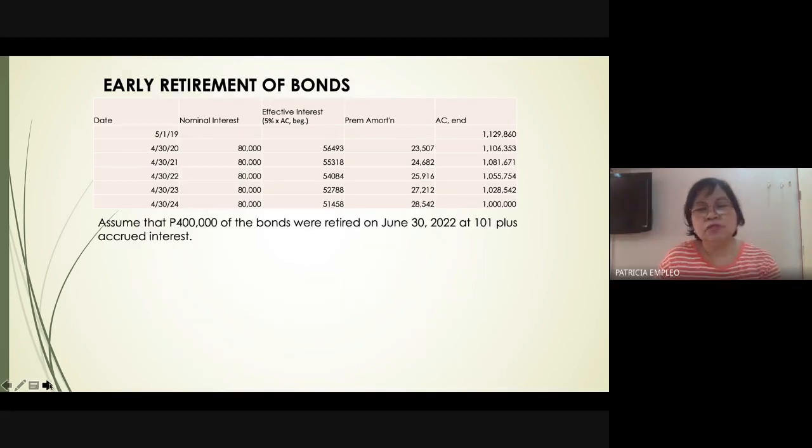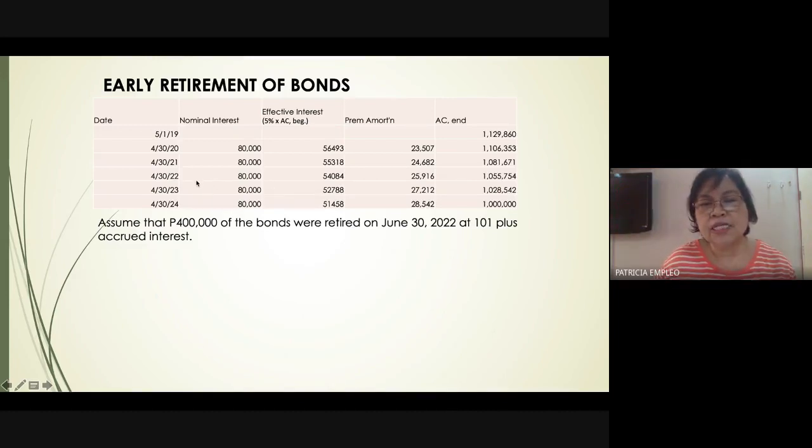Now, let us assume that 400,000 of the bonds were retired on June 30, 2022 at 101 plus accrued interest. So we will update. The last payment of interest was made on April 30, 2022. We made the most recent interest payment based on this table on April 30, 2022.